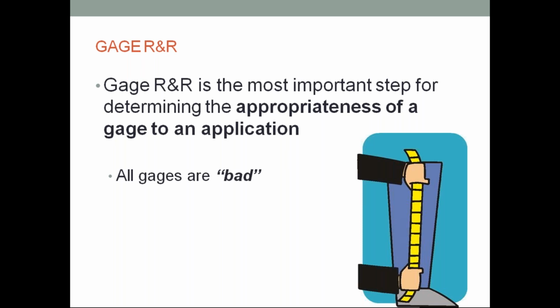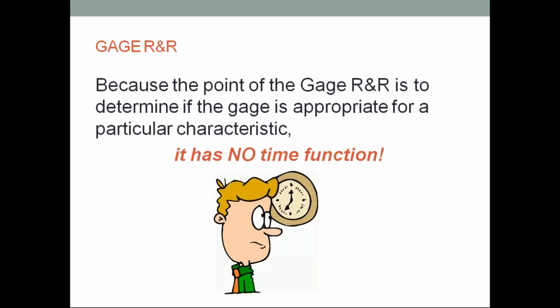Now remember this, all gauges are bad. All gauges are bad. None of them are perfect. They're all bad. However, this determines if the gauge is good enough. Even with all the badness in that gauge, all the error that it may have, is the error small enough that it's not going to affect its use?